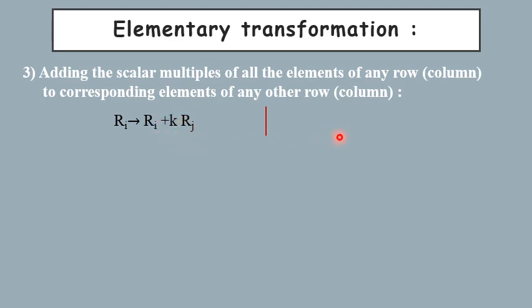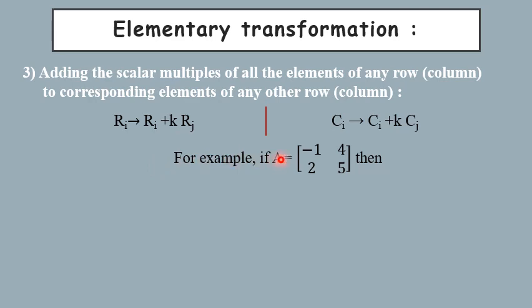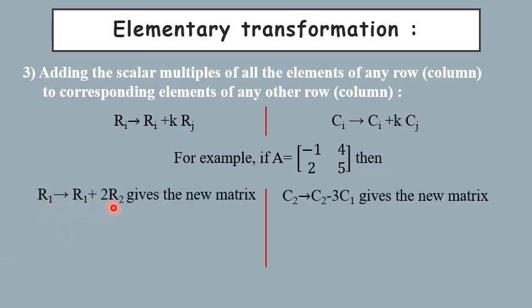Similarly, on columns we perform this operation: Ci changes to Ci plus k Cj, means we multiply the jth column by k and add it into Ci. For example, here one matrix is given, a square matrix of order 2, and we are going to perform on rows this operation: R1 changes to R1 plus 2R2, and on columns this transformation: C2 changes to C2 minus 3C1. So here we multiply the second row by 2 and then add it into the first row.